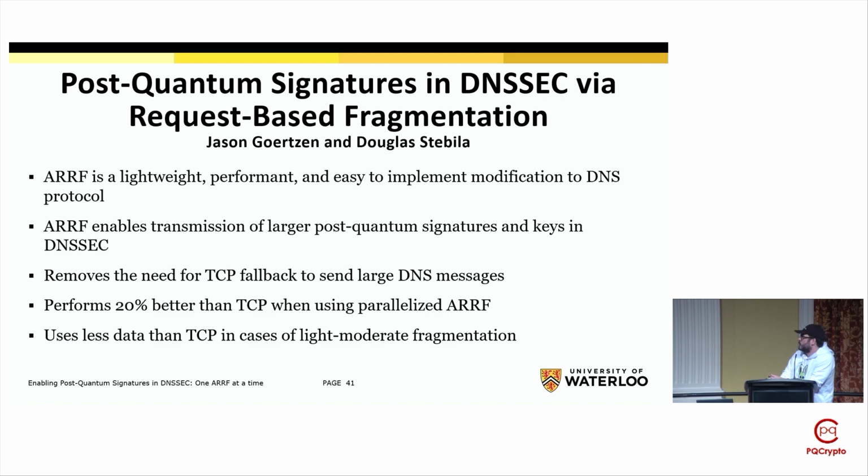So to conclude, ARF is a lightweight, performant, and easy to implement modification to the DNS protocol. It enables transmission of these larger post-quantum signatures and keys in DNSSEC. It also removes the need for TCP fallback in order to send these large messages. We're not saying get rid of TCP fallback entirely, but if you don't have to set up a connection, why should you? It performs roughly 20% better than when having to fall back to TCP when you're using parallelized ARF.